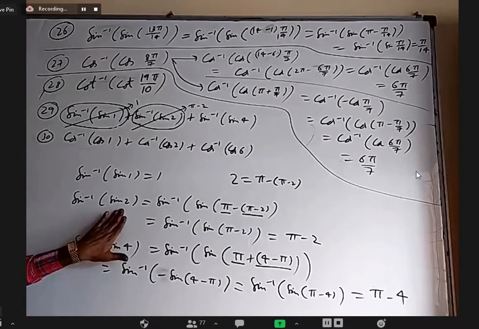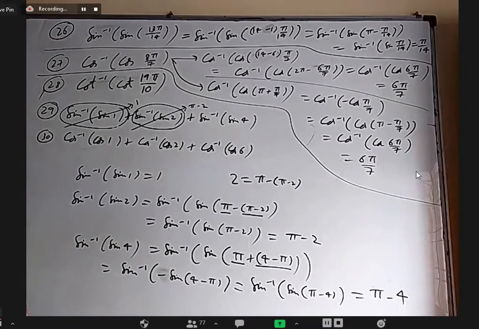Anybody still in doubt about sine inverse sine 2? Namrata, you are clear now? Yes, sir. Okay. Ritam Day, are you clear? Yes, sir. Okay.